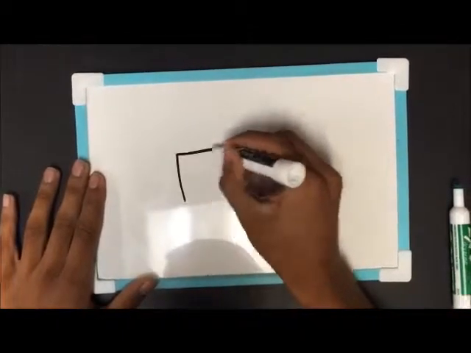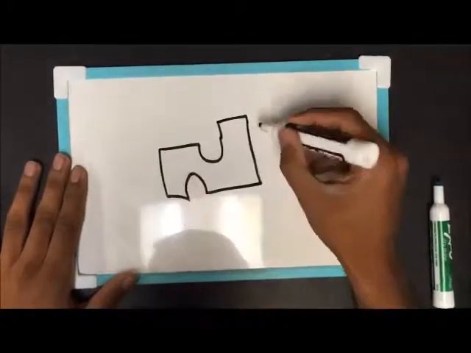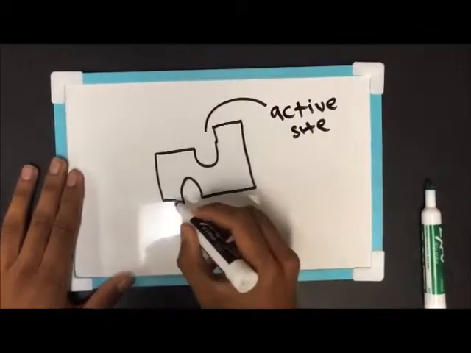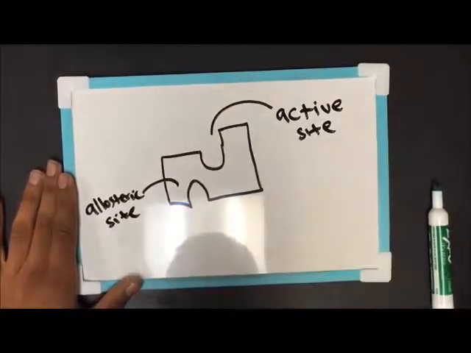The region of an enzyme that interacts with the substrate is called the active site, but the enzyme may also possess other regions that can interact with other molecules. These regions which are not the active site are called allosteric sites. There are some molecules known as inhibitors.